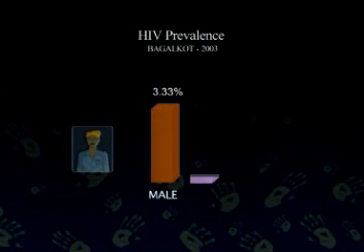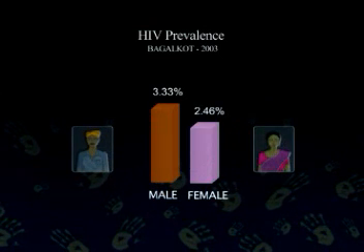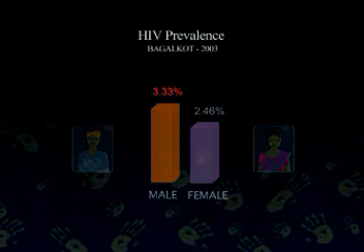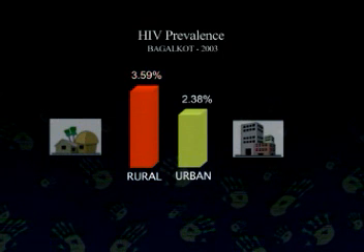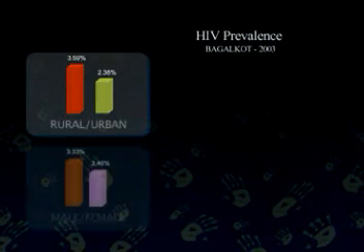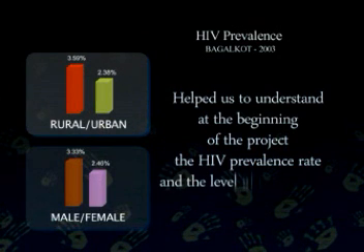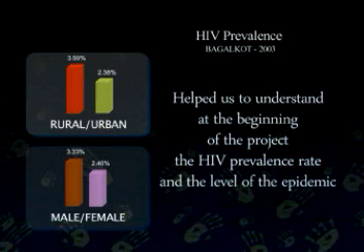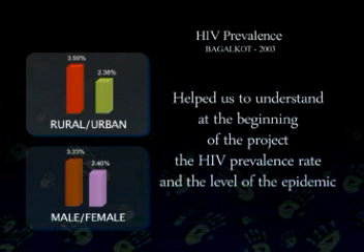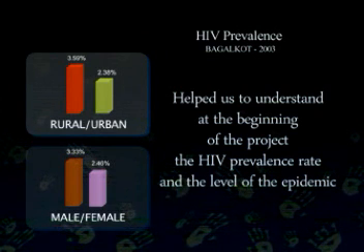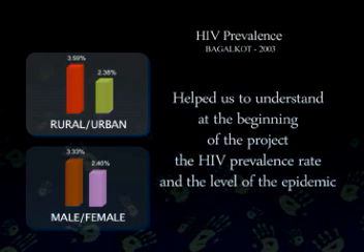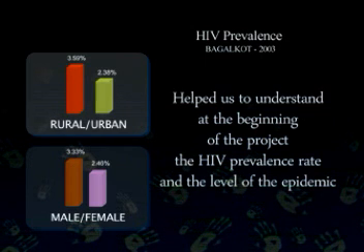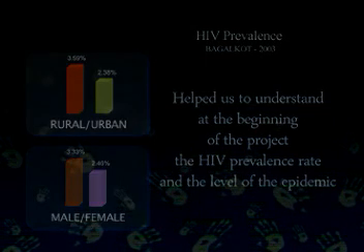We also see from this graph that the prevalence is higher among males than females, and also higher in the rural areas than in the urban areas. So this helped us to understand, at that point in time, the beginning of the project, the current levels, and also a lot of information on behaviors was collected. Although some of the risk behaviors reported in the survey were influenced by social desirability bias.